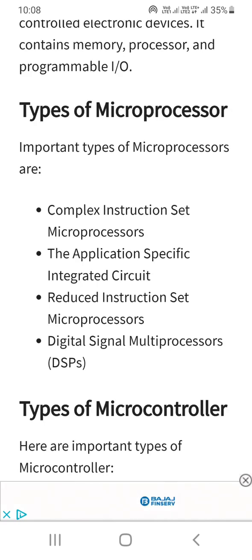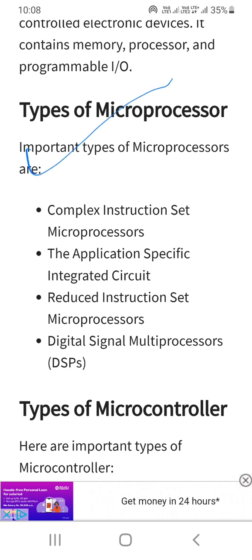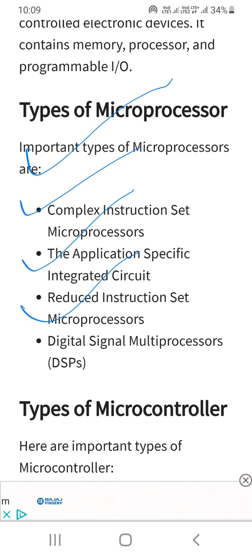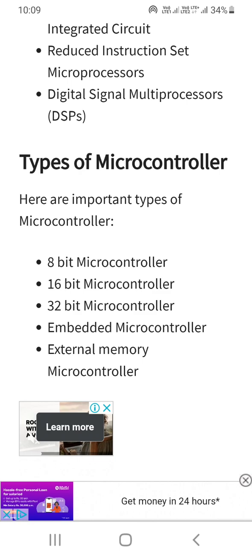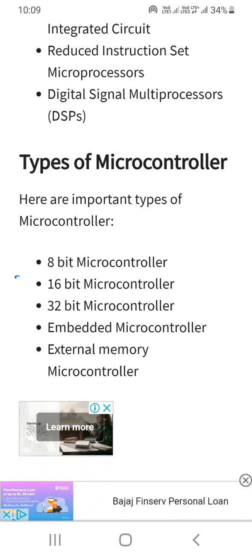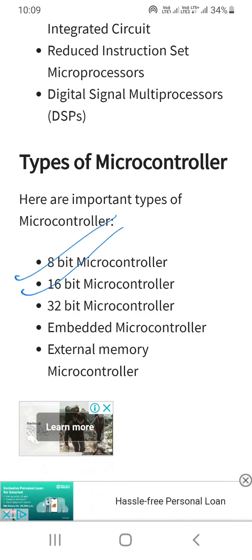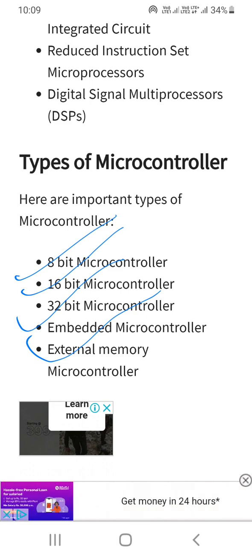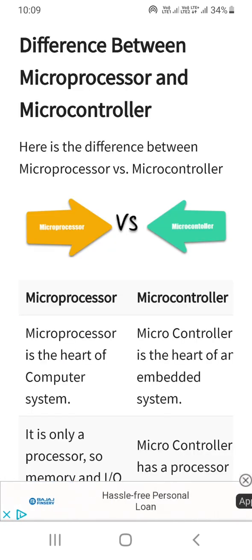Now let's talk about the types of microprocessors. Important types include the complex instruction set microprocessor, the application specific integrated circuit, the reduced instruction set microprocessor, and the digital signal processor. Types of microcontrollers include the 8-bit microcontroller, 16-bit microcontroller, 32-bit microcontroller, embedded microcontroller, and external memory microcontroller.